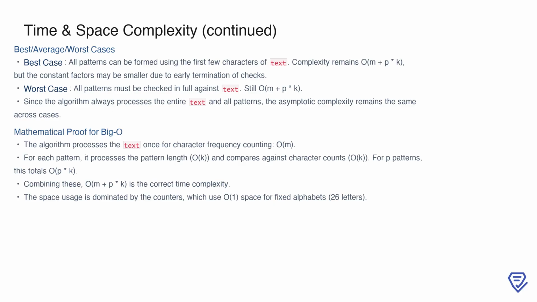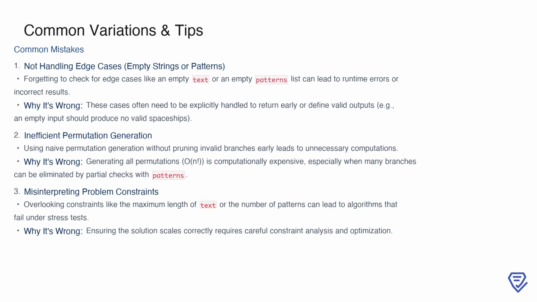Mathematically, the algorithm processes the text once for counting character frequencies, which is O(M). For each of the P patterns, it processes the pattern length and performs comparisons, both of which are O(K), leading to O(P * K). Combining these gives O(M + P * K) as the time complexity. The space usage, dominated by the counters, is O(1) for fixed alphabets like lowercase English letters. These proofs confirm the efficiency and scalability of the algorithm across different scenarios. When solving this problem, there are a few common mistakes to watch out for.